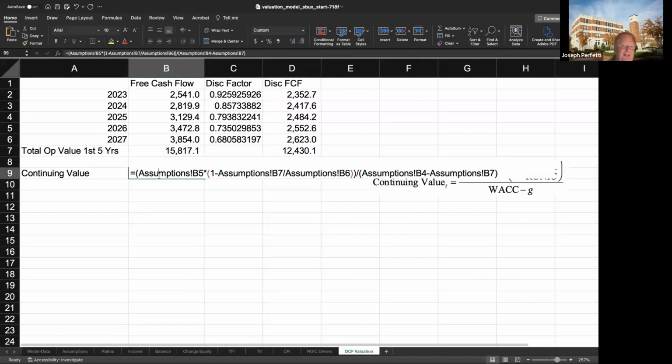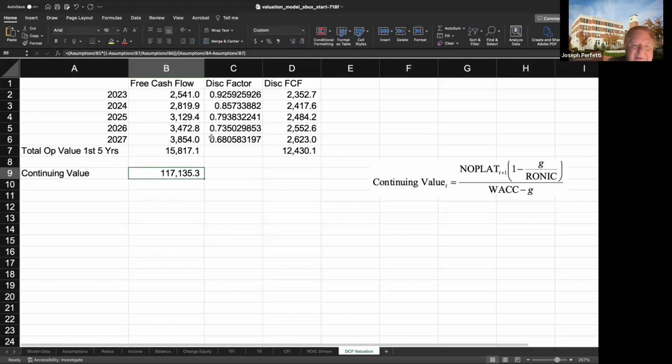This is the hardest thing you've got to do tonight. That's the formula. It's on video. If you need to pause, look at this later. But basically, you've got to get that formula into that cell with the correct order of operations. So basically what we're saying is Starbucks is going to create 15.8 billion value in the first 5 years of free cash flow and 117 billion of operating free cash flow value for year 6 into perpetuity.